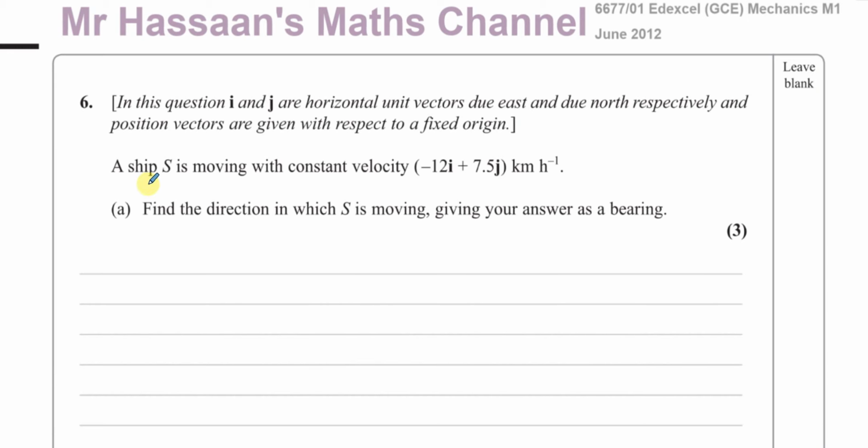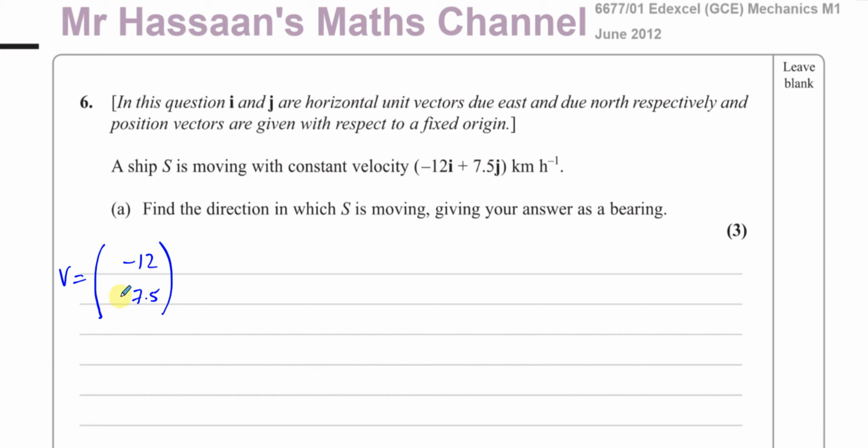It says a ship S is moving with a constant velocity which is given by minus 12i plus 7.5j kilometers per hour. Find the direction in which S is moving, giving your answer as a bearing. So it's going with a velocity of minus 12i and plus 7.5j.